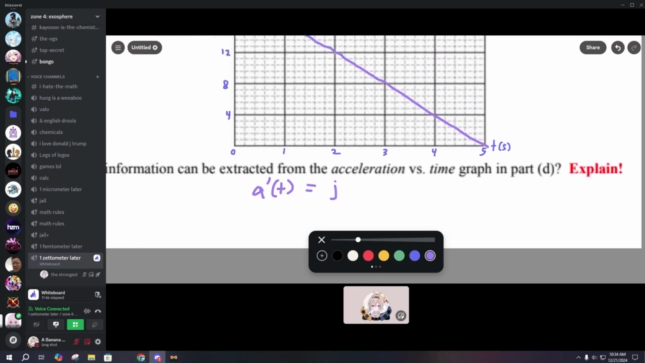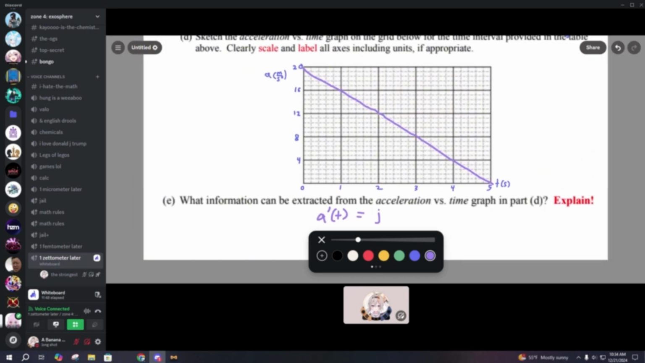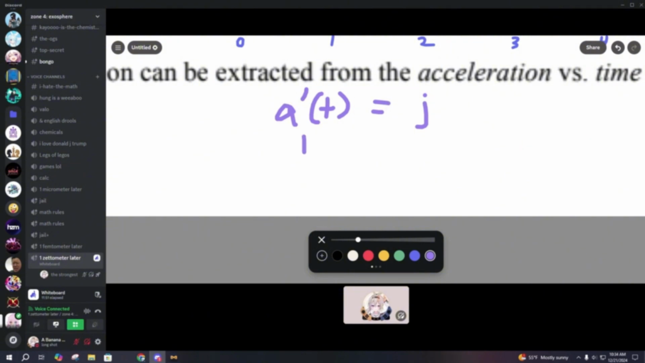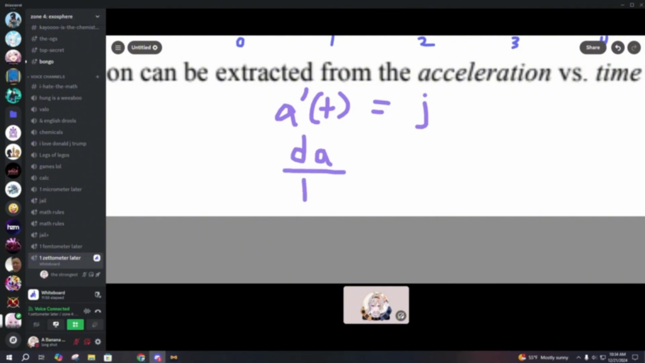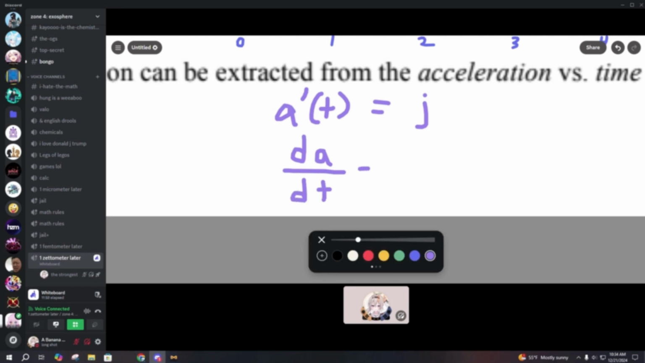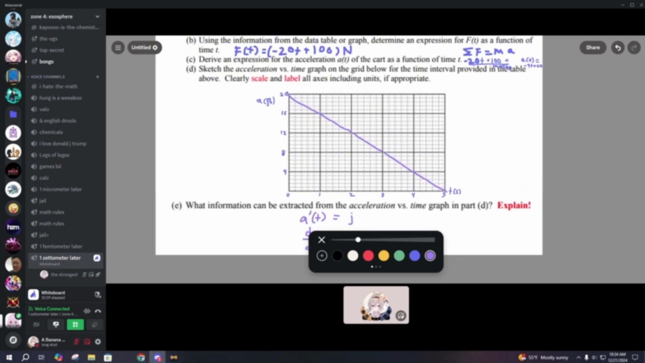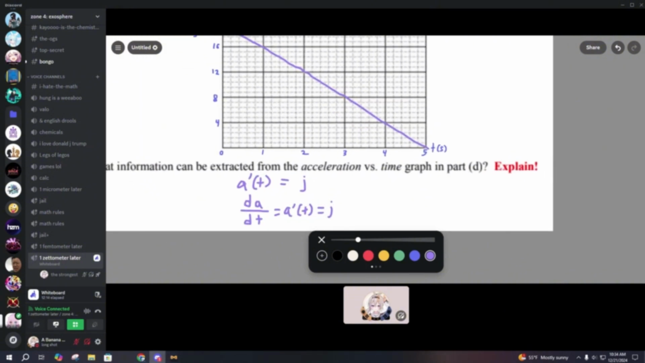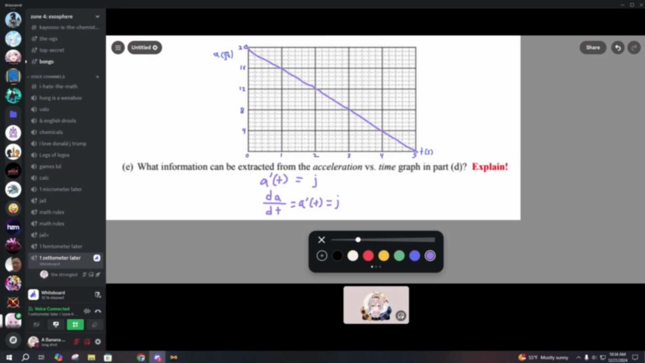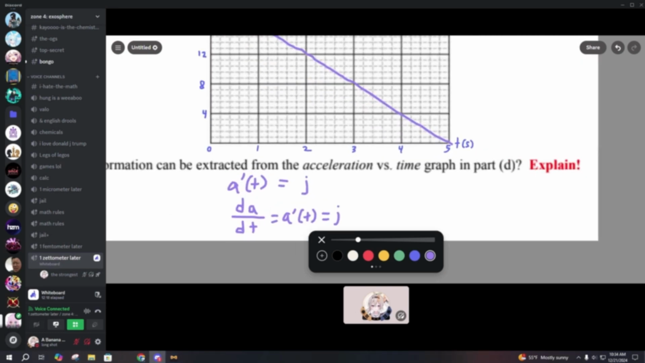If you were to take the derivative of this, it would be a constant, so I'm just going to write j for jerk. So if we were to find the slope of this, by the slope I mean the change of a, dA, in respect to the change of t, dt, that is equal to a prime of t, and that's simply going to be jerk. So with this graph, you can extract jerk, because jerk is a constant, and we have the slope of the acceleration graph, which we can easily find.